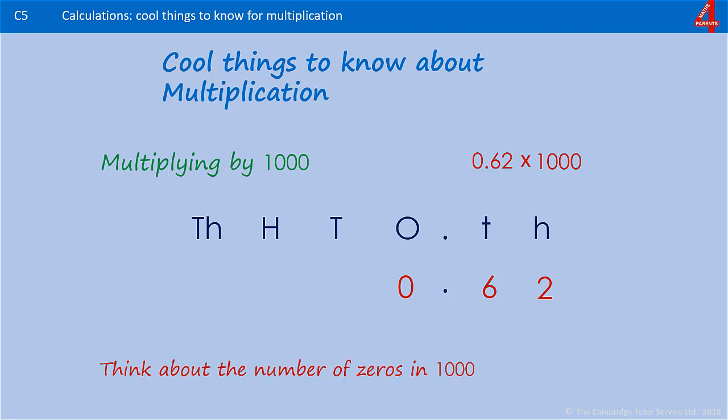There are 3 zeros in 1000, so we're going to move each digit 3 places higher. Now that 0 really won't matter, but I'm just going to move them all anyway, so that's moved 3 places. 6 tenths will become 6 hundreds, and 2 hundredths will become 2 tens. Because there's nothing in that ones column, we have to put a 0 in there to show there's nothing. And we don't need that 0 in the thousands column, so we can get rid of that. 0.62 times 1000 is 620.